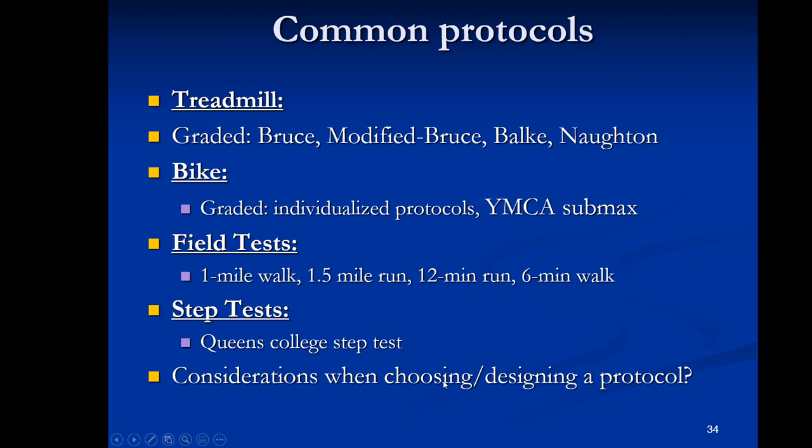So when choosing or designing one of these protocols, you want to consider what the person can do. If they have limitations where they can't run on a treadmill, you may want to do a walking protocol on a treadmill, or maybe switch to a bike or some other modality. The other thing to consider is cost. What do you have access to? So if you have access to a laboratory, obviously you would want to do a VO2 max test on a bike or a treadmill. Whereas if you don't have access to that, you could always do a submaximal test if you have access to even just a bike, or some type of field test or step test.